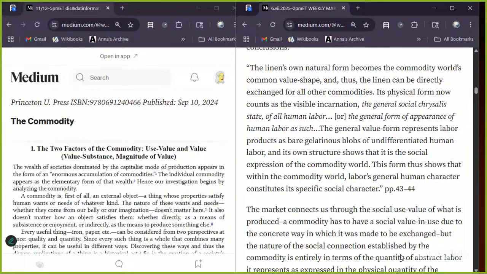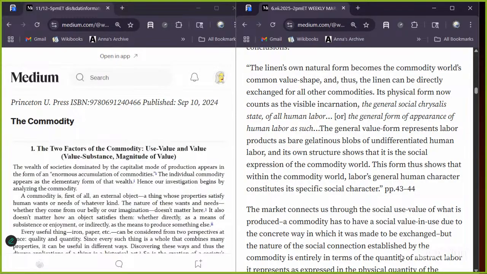The general value form represents labor products as bare gelatinous blobs of undifferentiated human labor. Now, its own structure shows that it is the social expression of the commodity world. Now, he doesn't mean the bare gelatinous blob in a literal sense. He just wants to talk about generalization, but I think this is that congealment issue that befuddles some people.